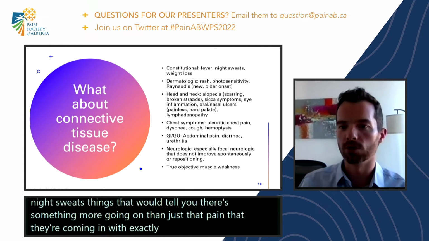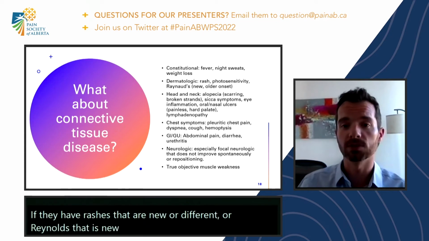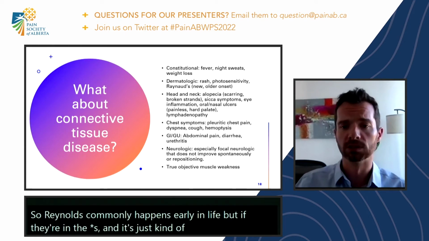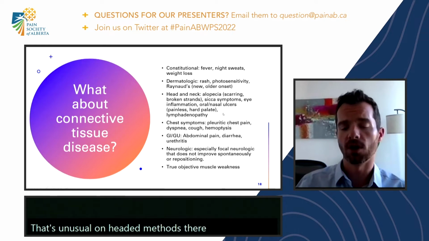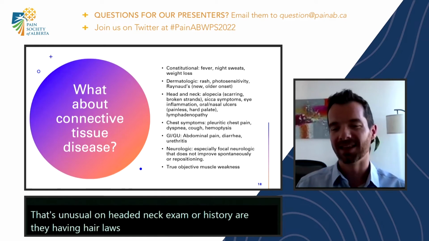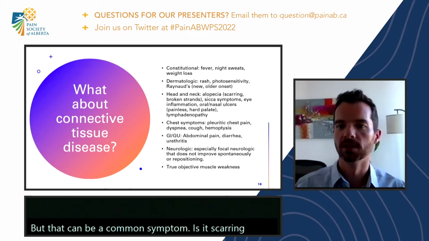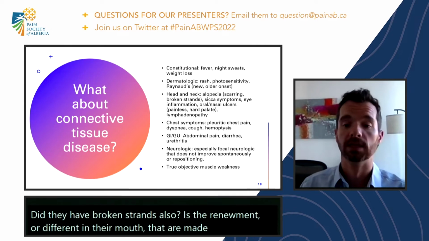If they have rashes that are new or different, or Raynaud's that is new. Raynaud's commonly happens early in life, but if they're in their 50s, 60s, and it's just coming on, that's unusual. On head and neck exam or history, are they having hair loss? That can be a common symptom. Is it scarring? Do they have broken strands? Are they having ulcers that are new or different in their mouth that are maybe painless?